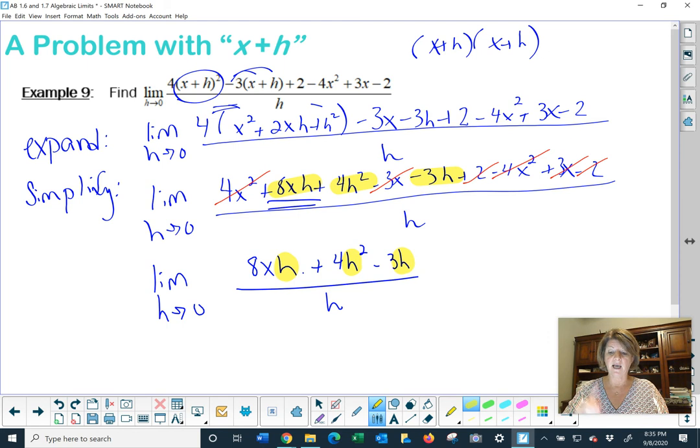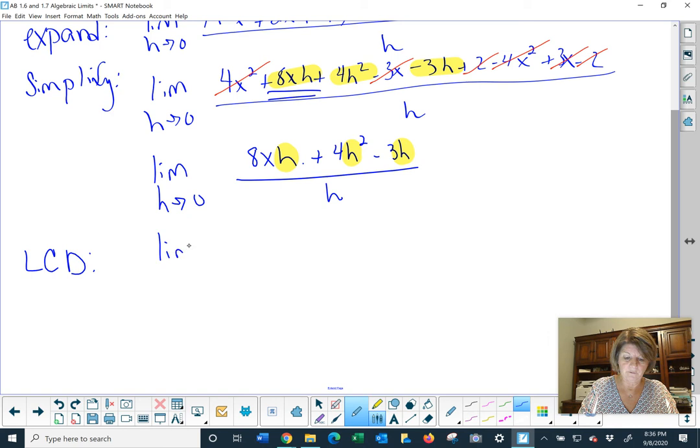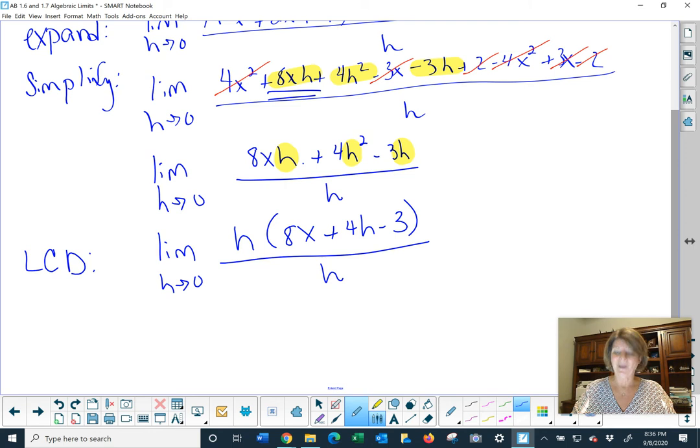What you'll notice, conveniently, the 3 terms on top all have an h in common. So let's factor this, factoring the h out front. So I'm going to have an h, that'll leave me an 8x plus a 4h minus 3 divided by h. Oh, that's a beauty. H divided by h makes 1. And now I can use substitution.